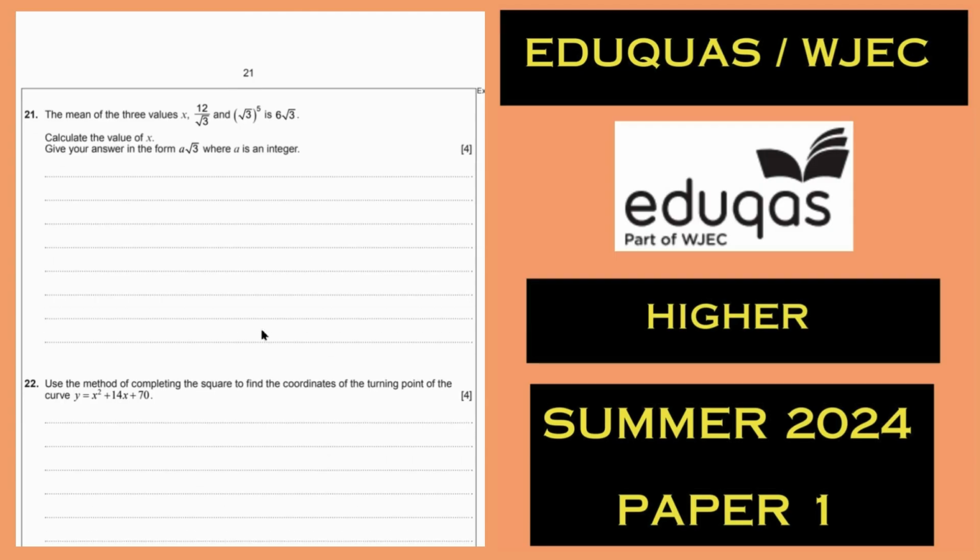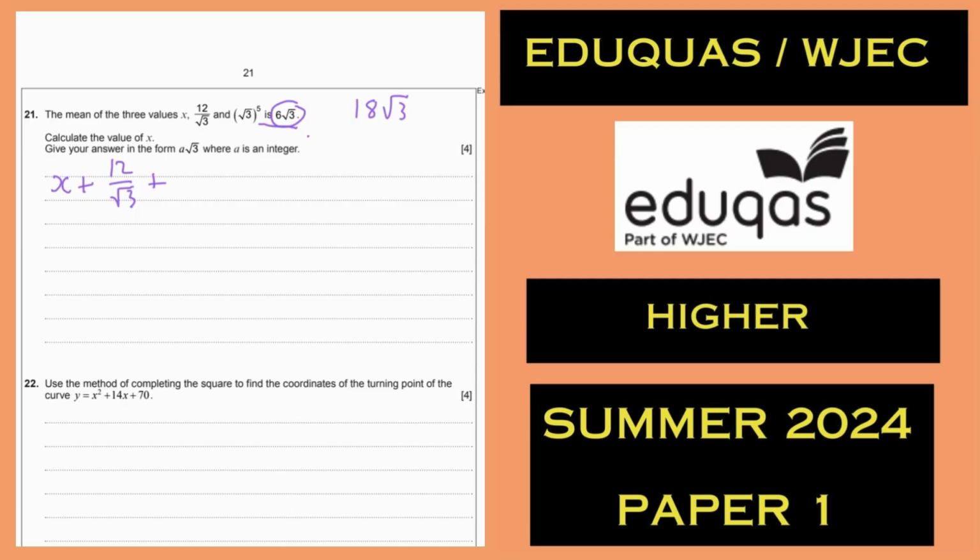Number 21. It's writing them as a connection, getting an equal sign that will help you on this. If the mean of 3 values is that, then their total is treble that. So we can write that x added to 12 over root 3 added to the root of a half all to the power. Well, root of a half, not a fan.